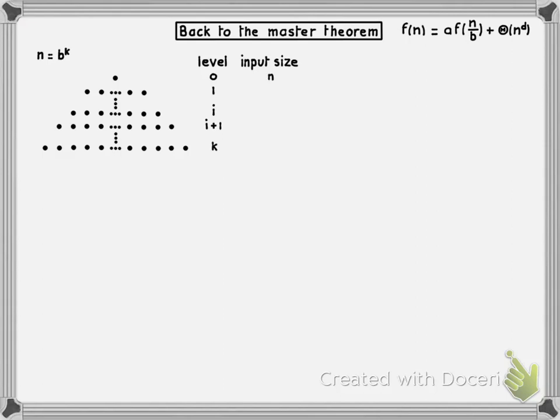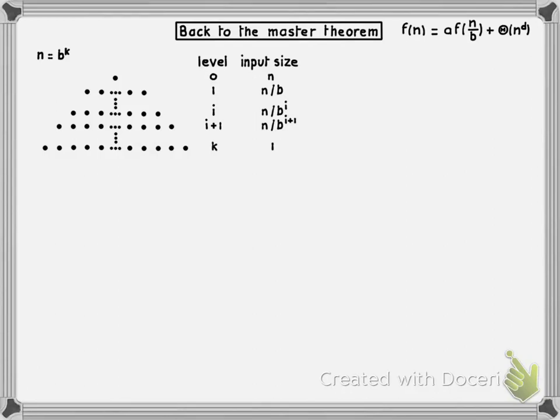At level 0, or the root node, the input size is by assumption n, and then the input size is cut down by a factor of b every time we go down to the next level. So at the next level, the input size is n over b. At the next level, it would be n over b squared. So what is the input size at level i? Well, it's going to be n divided by b to the power i. Similarly, at level i plus 1, the input size is n divided by b to the power i plus 1. And finally, at level k, the input size is n divided by b to the k, that is 1. That's the base case of the algorithm. That was the assumption, remember, that in our analysis, the base case of the algorithm happens when n is equal to 1.